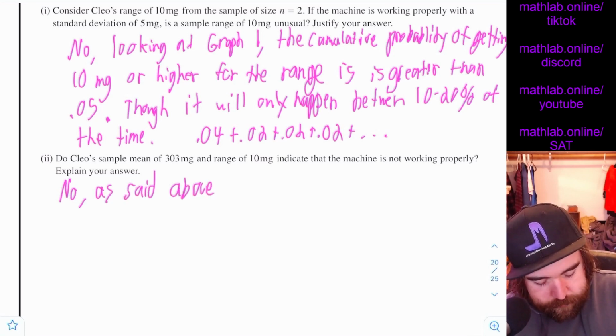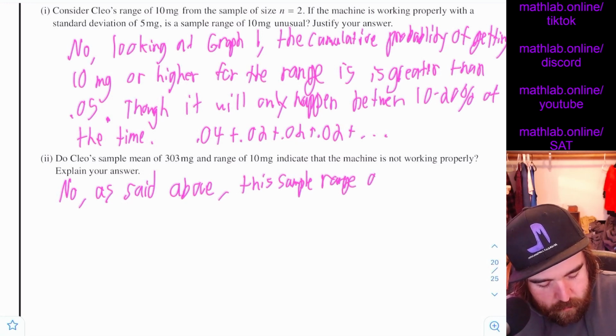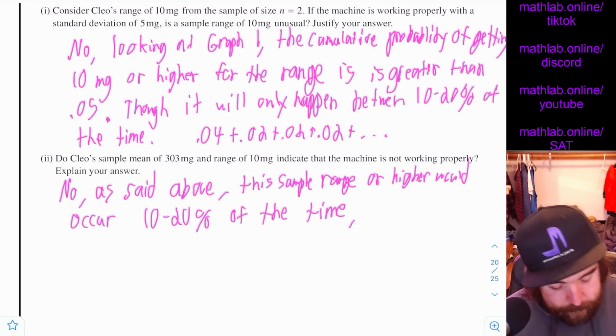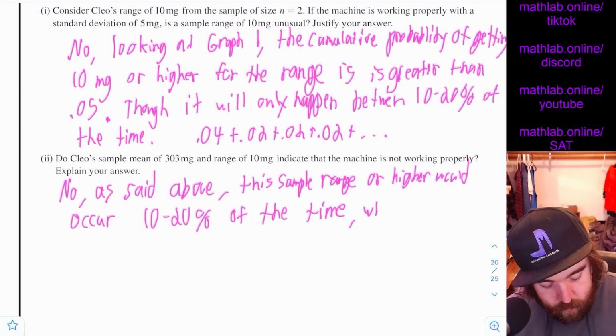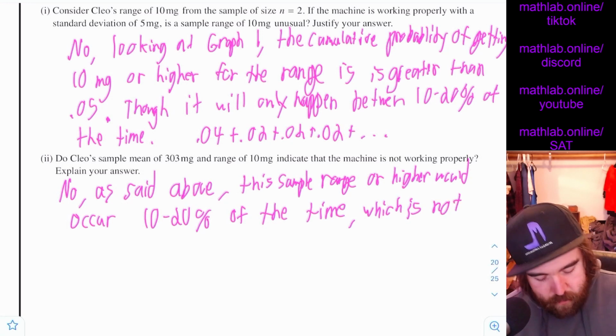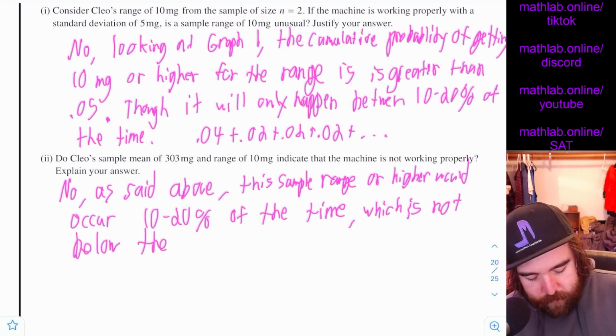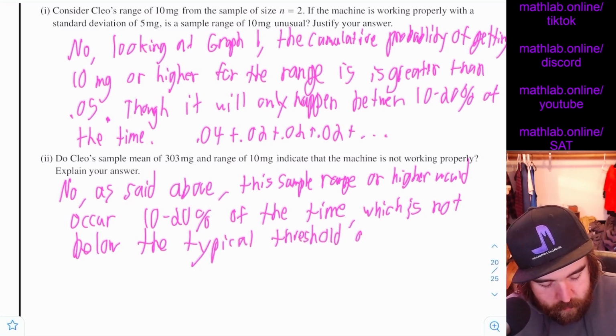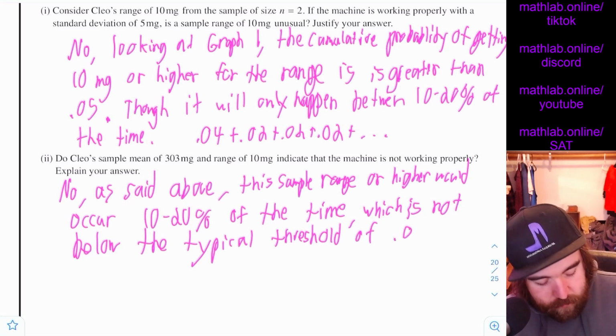As said above, this sample range or higher would occur 10 to 20% of the time, which is not below the typical threshold of 5%.